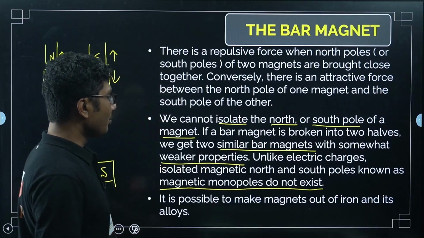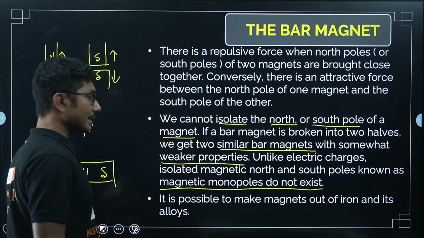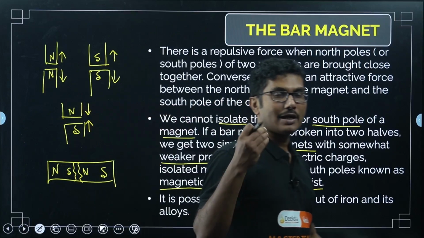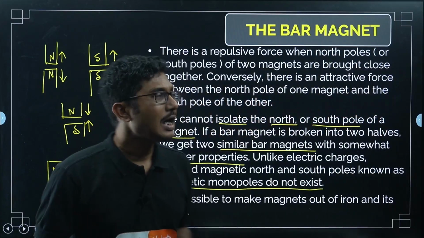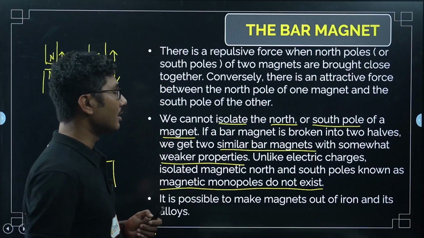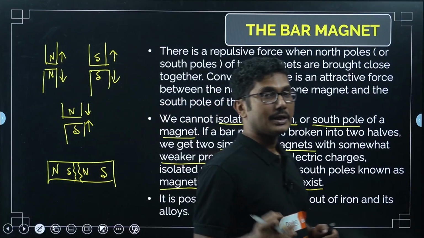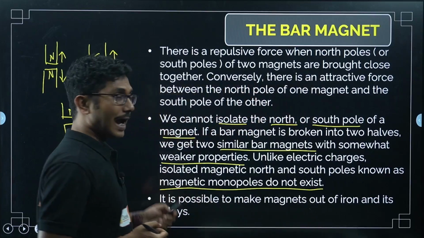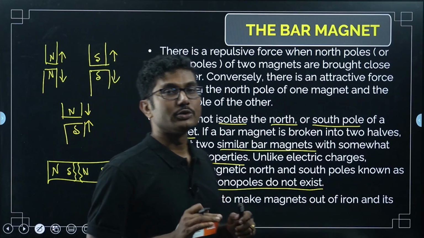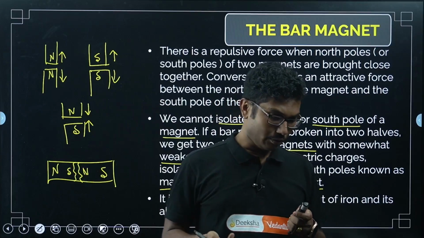It is possible to make magnets out of iron and its alloys. So there are a few metals that can be converted into magnets. We will study about that in the later half, part 2 of the chapter, where we will study different types of magnetic materials. But iron is one of the most commonly used materials which is converted into a magnet.